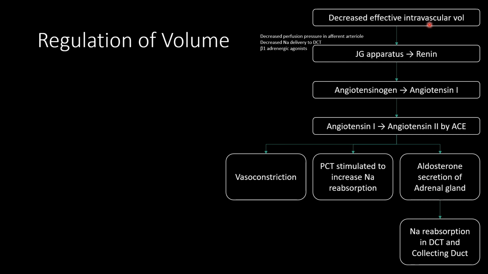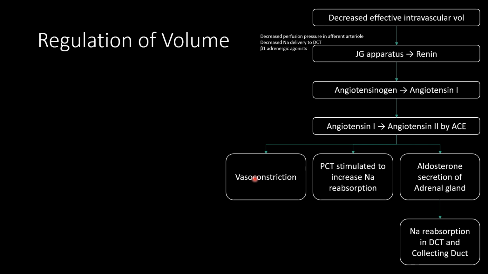What is the other mechanism? This effective intravascular volume decrease will stimulate the juxtaglomerular apparatus to secrete renin. This renin will convert angiotensinogen into angiotensin 1, and angiotensin 1 will get converted to angiotensin 2 by the angiotensin converting enzyme that is present in the lungs. This angiotensin 2 has three actions. It is the strongest vasoconstrictor in the body, so it will cause vasoconstriction.